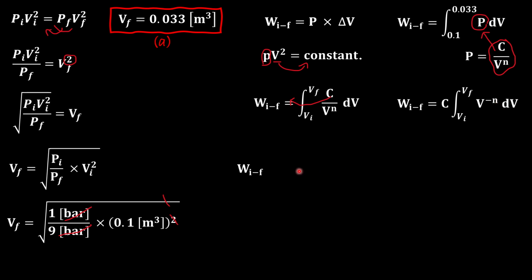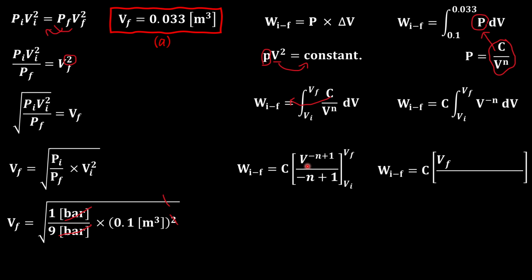So now we will use the integral rules to solve for this. So that will be V to the power minus n plus 1 divided by minus n plus 1. So that's what we're going to have in here from the initial all the way to final. Now we will rewrite this. So here we will have common denominator. So that will be V final to the power minus n plus 1 minus V initial to the power minus n plus 1. And here we can rewrite it as 1 minus n.